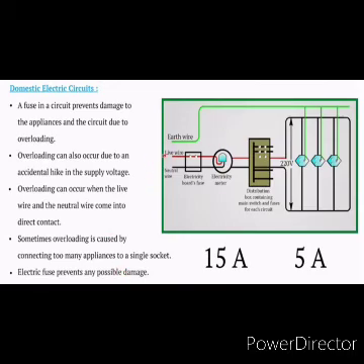So how does it prevent any possible damage? Remember, the fuse in a circuit prevents damage to the appliances and the circuit due to overloading. As I've said, overloading can occur when the live wire and the neutral wire come in contact, that is, when the insulation of the wires is damaged or there is a fault in the appliances. In such a case, the current in the circuit abruptly increases. This is called short circuiting. The use of an electric fuse prevents the electric circuit and the appliances from possible damage by stopping the flow of unduly high current.